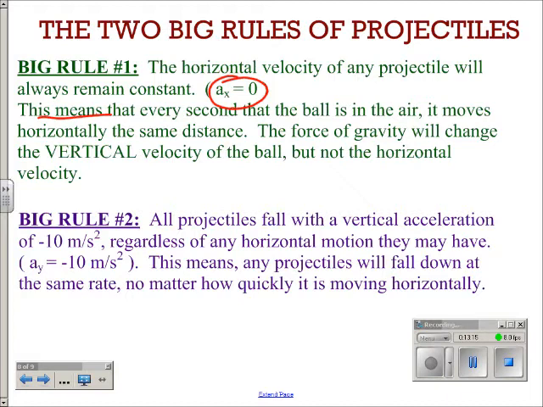All right, the second rule is this. All projectiles fall with a vertical acceleration of -10 meters per second squared, regardless of any horizontal motion they may have. So what that means is any projectile is going to fall down at the same rate, no matter how quickly it's moving horizontally.